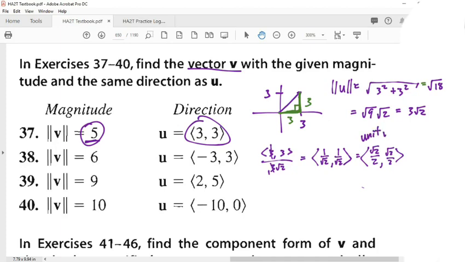Unit vector. Why did that sound so not good?